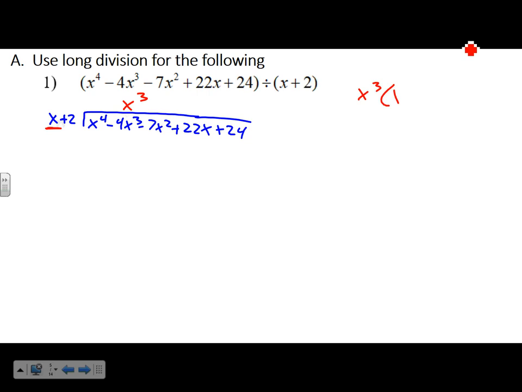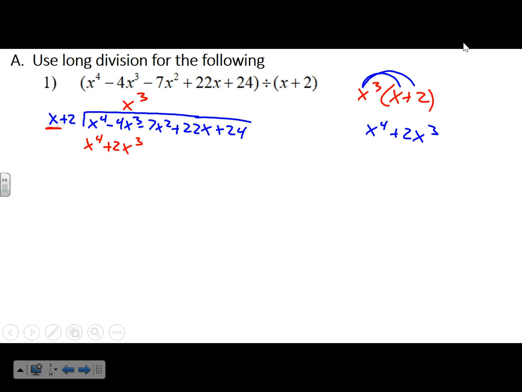x to the 3rd. So this is just normal multiplying. We distribute. X to the 3rd times x is x to the 4th. X to the 3rd times 2 is 2x to the 3rd. So that's what we have over here. We have x to the 4th plus 2x to the 3rd.